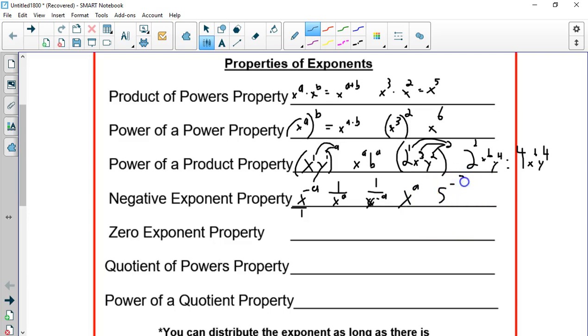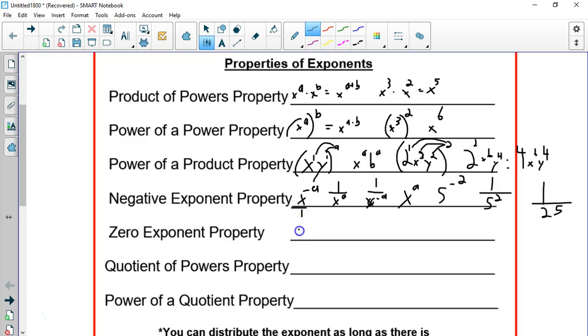An example of that, 5 to the negative 2. Well, that's upstairs. What are you going to do? Send it downstairs. 1 over. Base doesn't change. Exponent just becomes positive. So that's 1 over 25. So 5 squared is 25, then it moves downstairs.